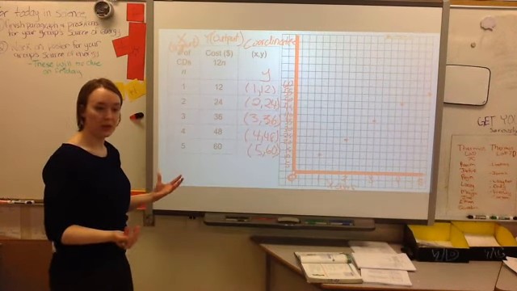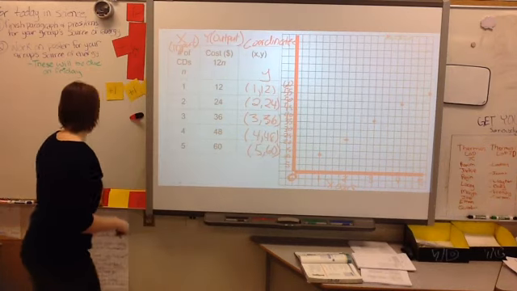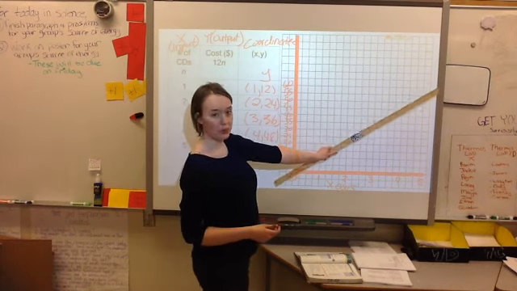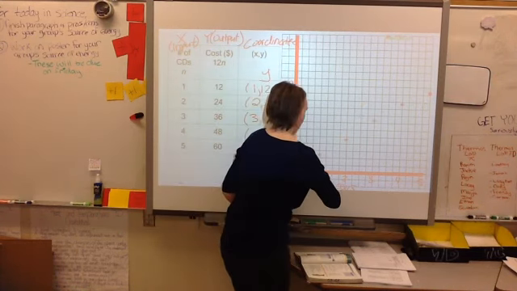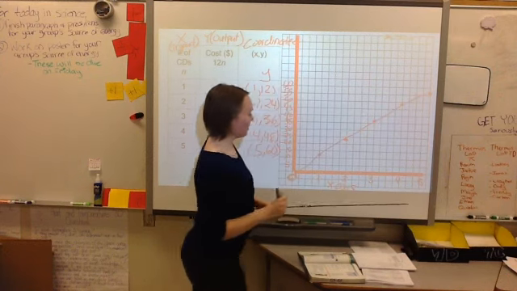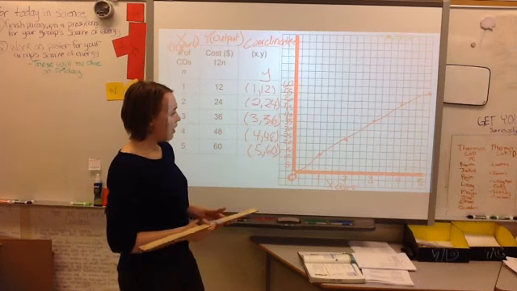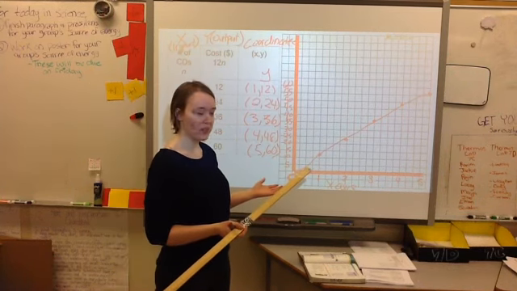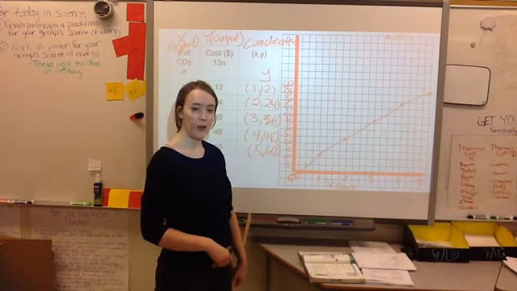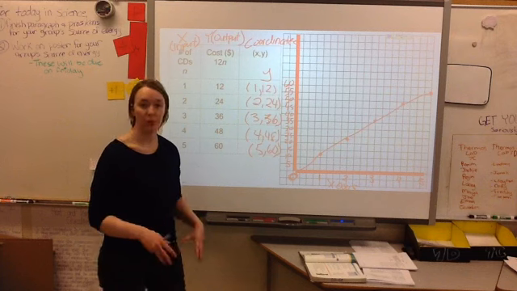And what you always want to do is you want to connect the dots. So we would draw a straight line. Make sure you use a ruler, and connect all the dots together. And then we can see that we have a linear relationship in this case because all the dots are connected in a straight line.